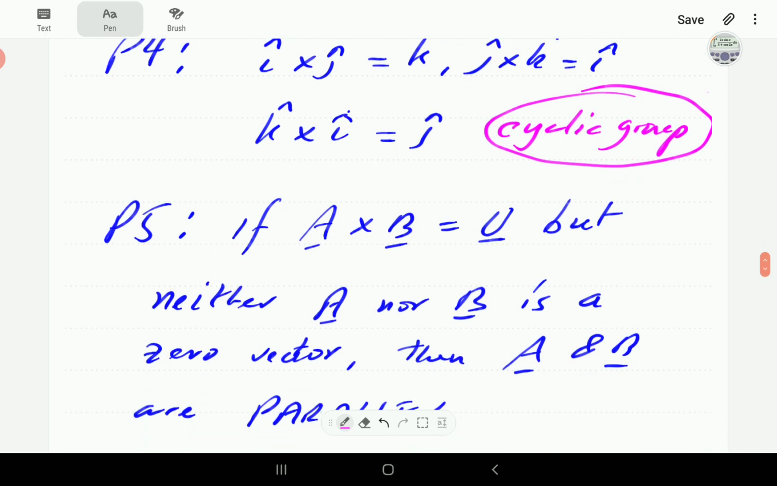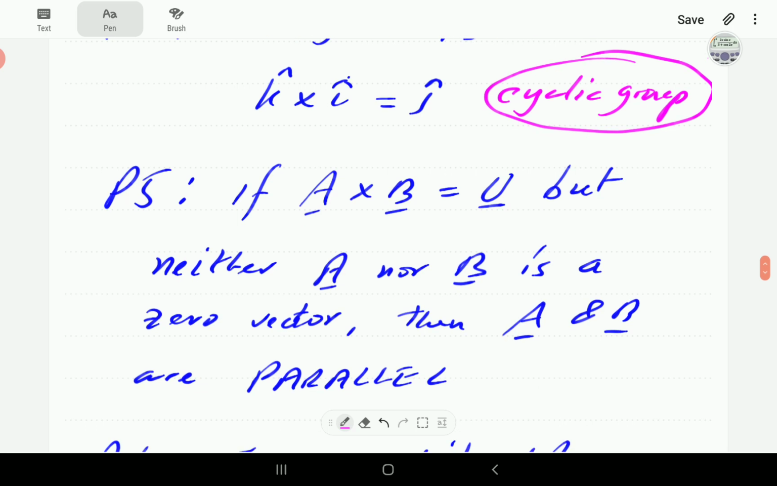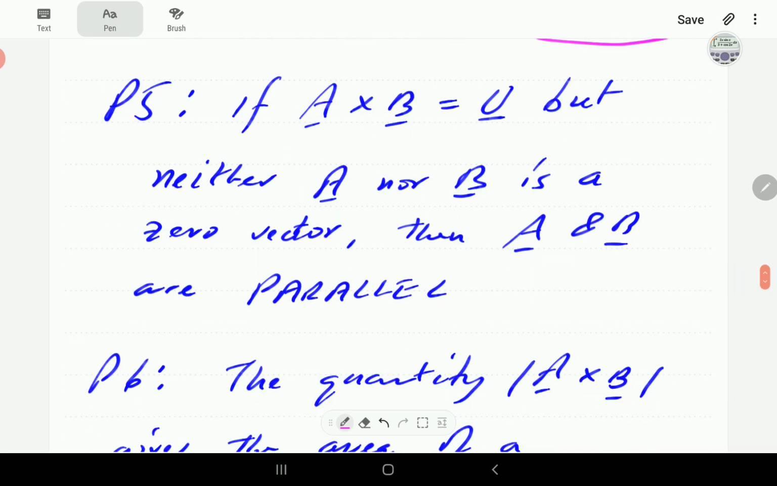Fifth one, there is a similar property we looked at on the dot product. If A cross B is 0, but neither A nor B are 0, then A and B are parallel. So the cross product is going to tell us when two vectors are parallel. The dot product, we can use it to check if two vectors are perpendicular.